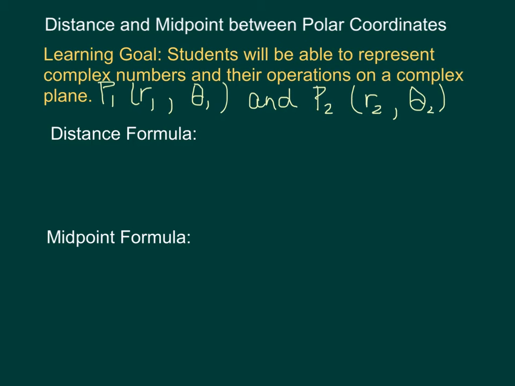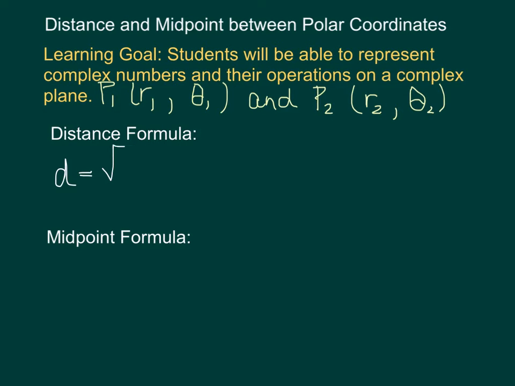Distance and midpoint between polar coordinates. Your learning goal is that you'll be able to represent complex numbers and their operations on a complex plane. So you'll be given two polar points, and I suggest you label them as r1 theta 1 and r2 theta 2. And then to find the distance between them, you use this formula.